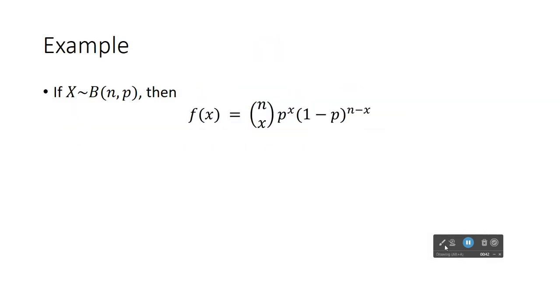For example, if we take the binomial random variable with n successes and a probability p of success, then our probability mass function f of x is equal to n choose x times p to the x times 1 minus p to the n minus x.